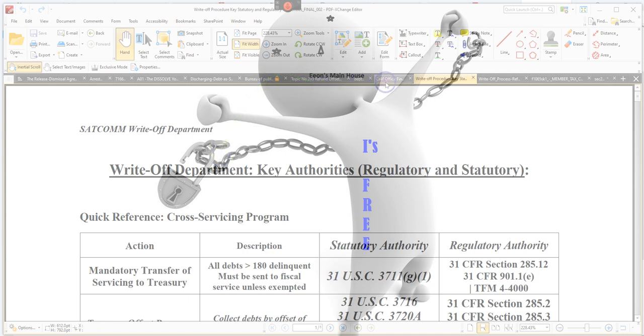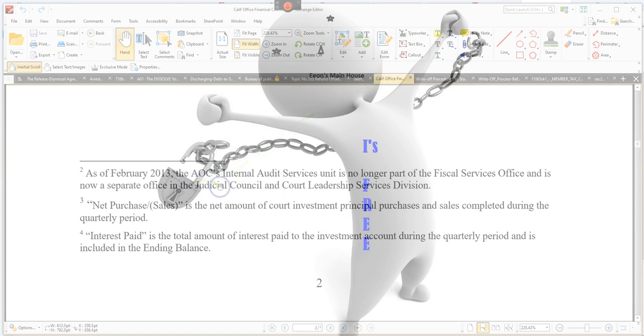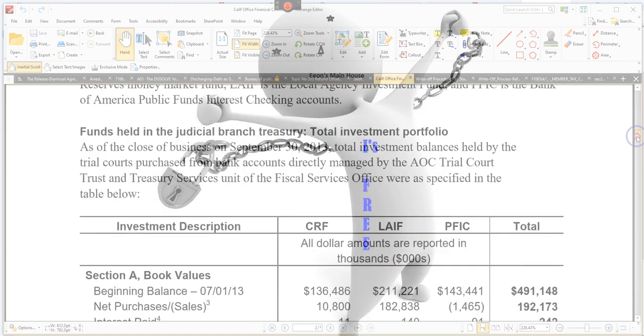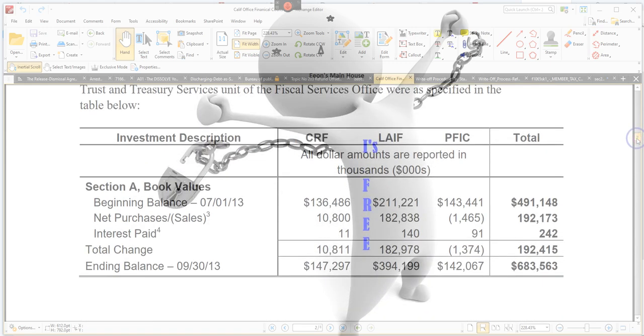Okay? By the way, ladies and gentlemen, just so that you understand, this is for the California Fiscal Services Department. This is the judicial branch. Not the judicial branch, excuse me. This is the Supreme Court's Judicial Council for the state of California. This is to let you know that they engage in commercial business on a regular basis. This is what they do.